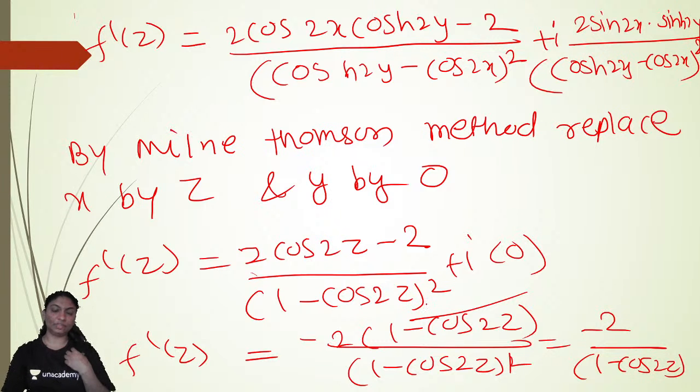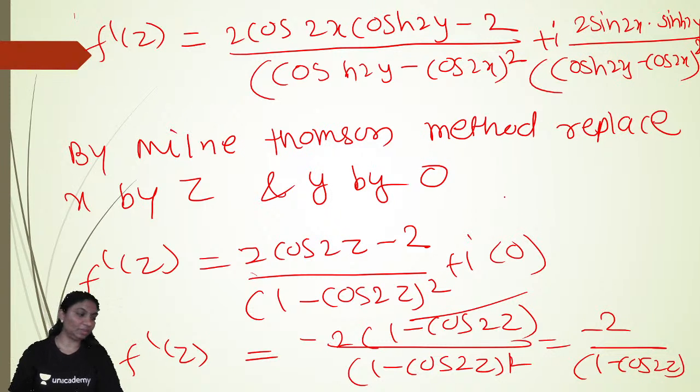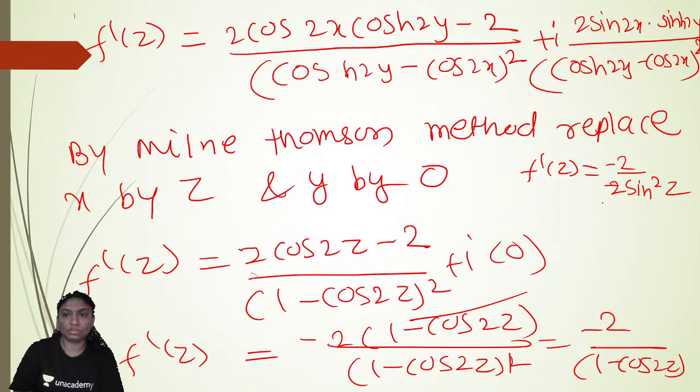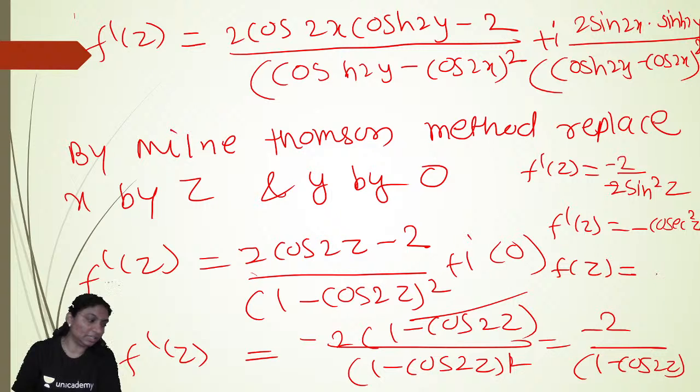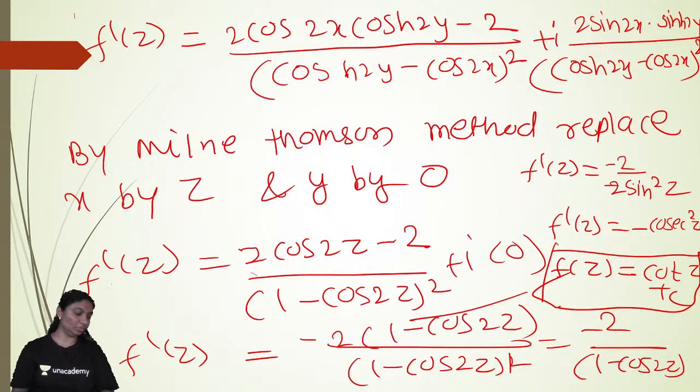f dash of z is equal to this, so you will get f of z by integrating 1 upon 1 minus cos 2z, that is, you will get 2 sin square z. So here f dash of z is equal to minus 2 upon 2 sin square z, right? So these two cancel out, so f dash of z is equal to 1 upon sin square z, which means cosec square z, and integration of minus cosec square z means f of z is equal to cot z plus c. So this is your function f of z in terms of z.